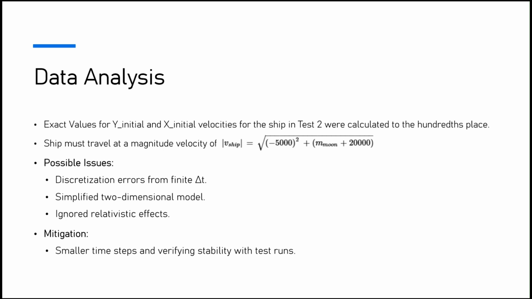Possible errors included numerical integration drift from the finite change in time and simplifying the simulation to two dimensions. Relativistic effects were ignored, but these would be significant near massive bodies like black holes in real life. To minimize error, smaller time steps and repeated tests were used, though they could be used more heavily in the future.